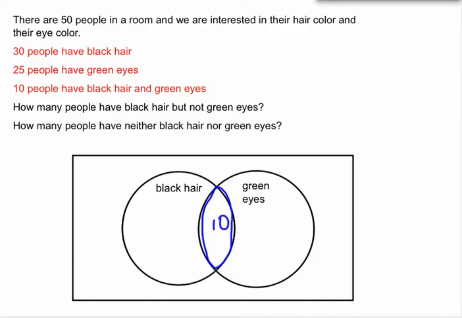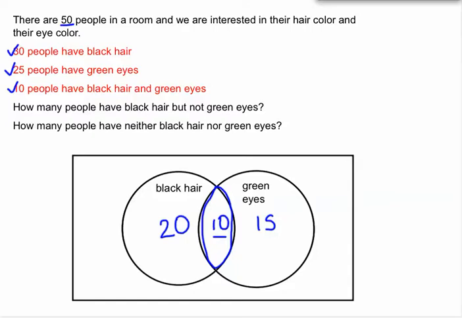And one thing that I have found helpful is if I check off a piece of information once I have used it. Now I need to have 30 people have black hair, and I already have 10 people inside the black hair circle. So I need to have 20 more people, and these are people who have black hair but don't have green eyes, whereas these people have black hair and green eyes. So I have used that piece of information. And now I have to have 25 people have green eyes, and I already have 10 people inside the green eye circle. So that's going to mean I need 15 more people for a total of 25 people inside the green eye circle. And now I'm going to look at this piece of information.